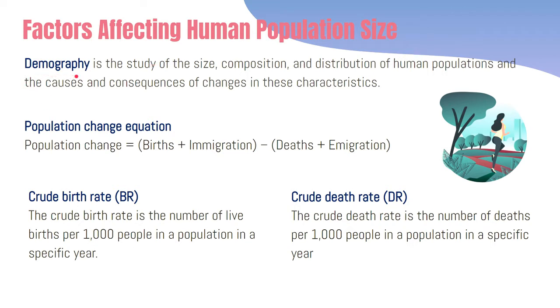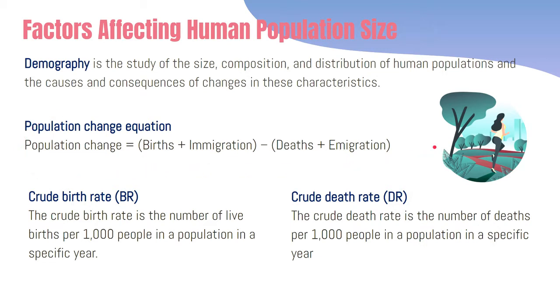Okay? So demography is the study of the size, composition, and distribution of human populations and the causes and consequences of changes in these characteristics. Okay, so in a nutshell, this is how we visualize population change. The change in a population is births plus immigration, as discussed in the previous video on population dynamics, minus deaths plus emigration. So you add those factors that increase the population, then subtract the sum of the factors that decrease the population. That's how you get the population change of a particular area.